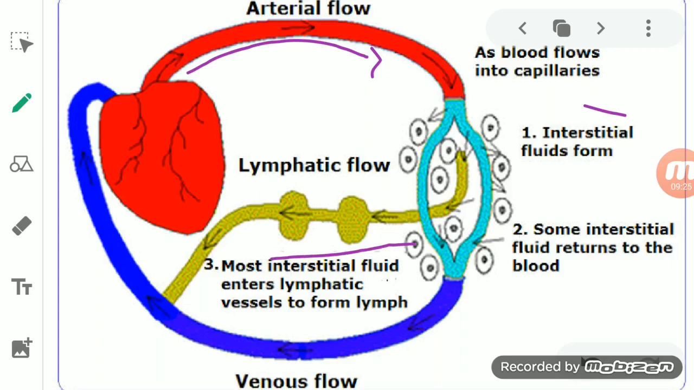Blood is coming from here, and as it enters the capillary, some of the interstitial fluid is formed, and this interstitial fluid will enter into another kind of vessel, known as the lymph vessels. Although some of the interstitial fluid comes out from the blood capillaries, it will return back to the blood again, while a few of them will enter into the lymphatic vessels to form the lymph.